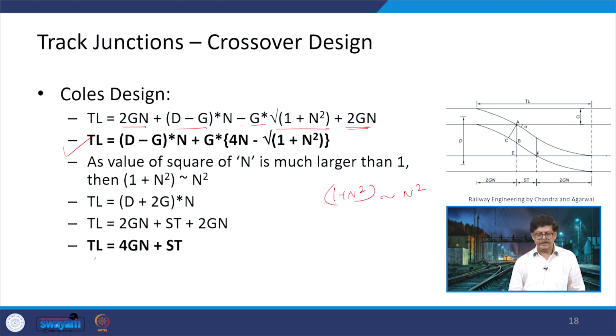So, what we finally get is 4gn plus ST, because it is 2gn plus ST plus 2gn, and this is 4gn. This is further changed into the other value which we already have as ST.